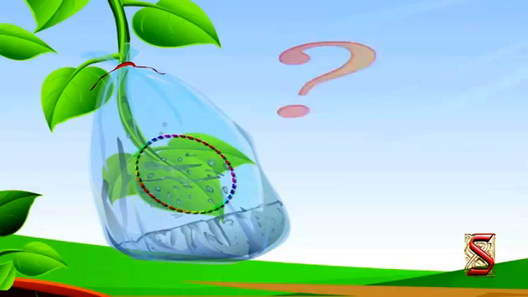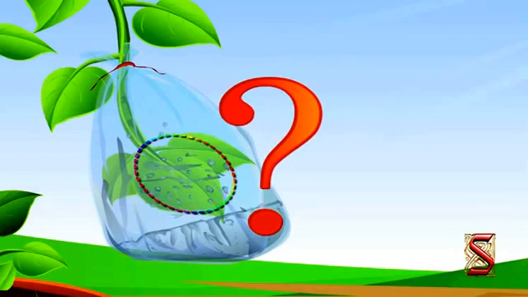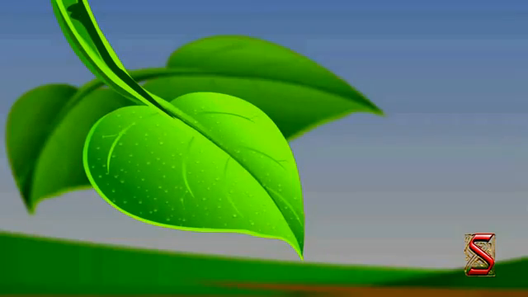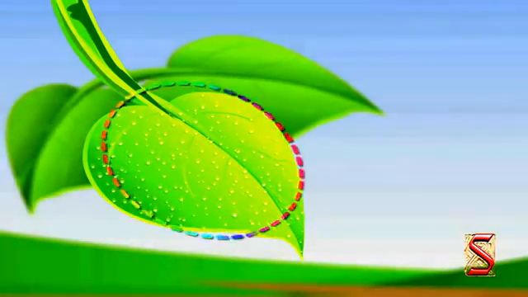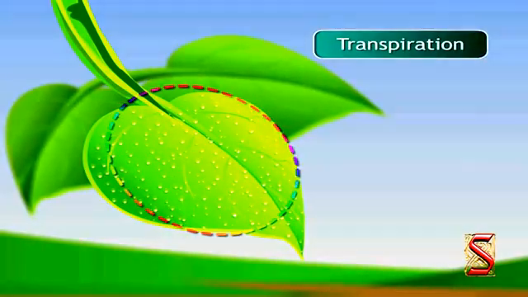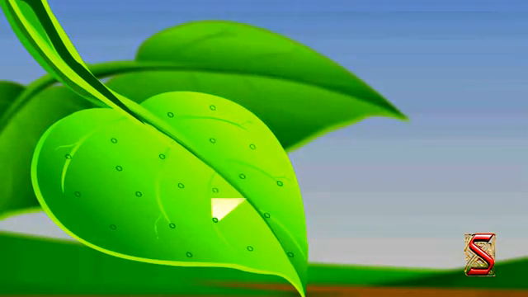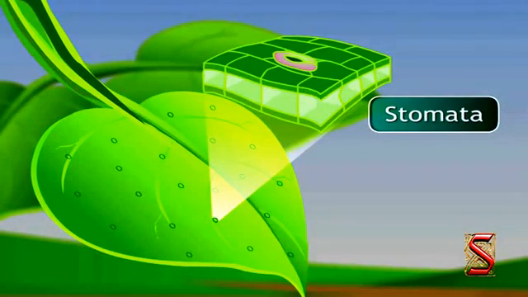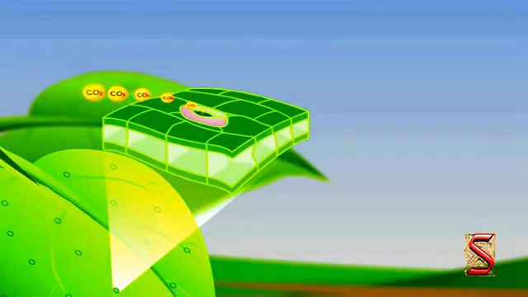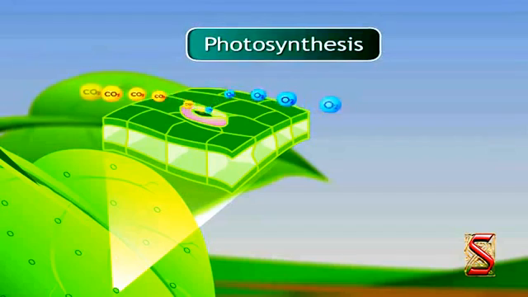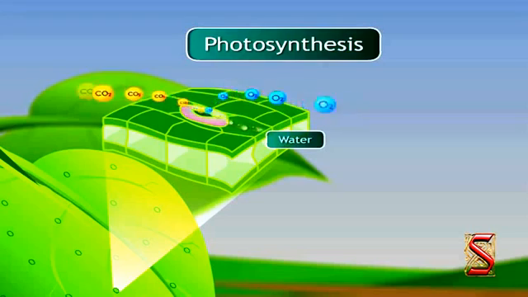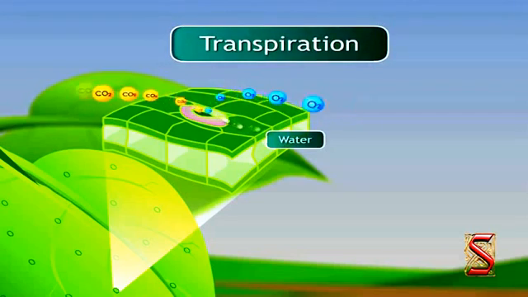What do you think? From where have these water droplets come inside the bag? These water droplets have come out of the leaves of the plant in the form of vapor. This process is known as transpiration. The surface of a leaf has many tiny pores called stomata. The stomata allow carbon dioxide into the leaf so that photosynthesis can happen. They also allow water to go out of the leaf by transpiration. Plants release water into the air through transpiration and help in maintaining the water cycle.